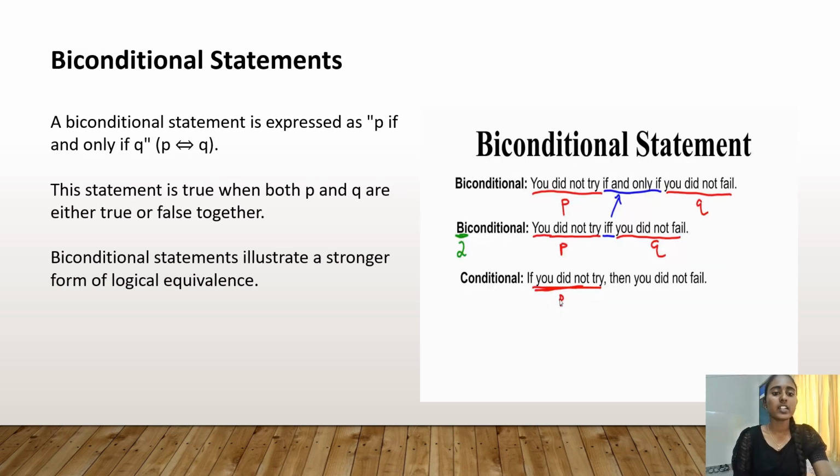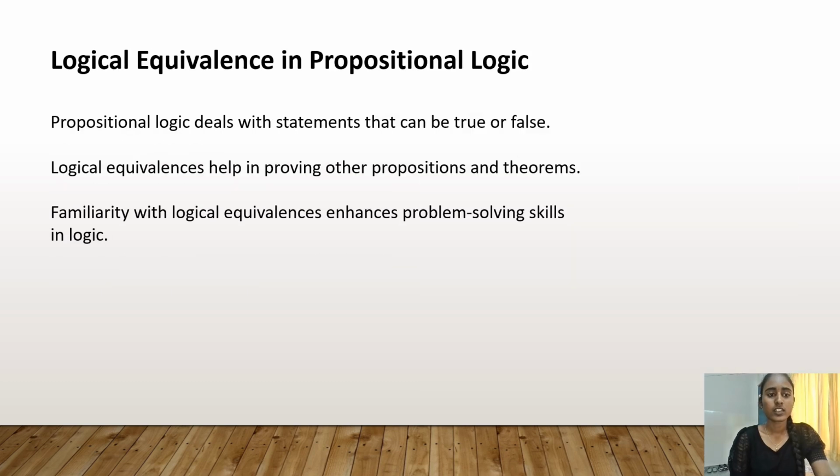Biconditional statements. A biconditional statement is expressed as P if and only if Q. The statement is true when both P and Q are either true or false together. Biconditional statements illustrate a stronger form of logical equivalence. Biconditional: you did not try if and only if you did not fail. For the conditional statement: if you did not try, then you did not fail.